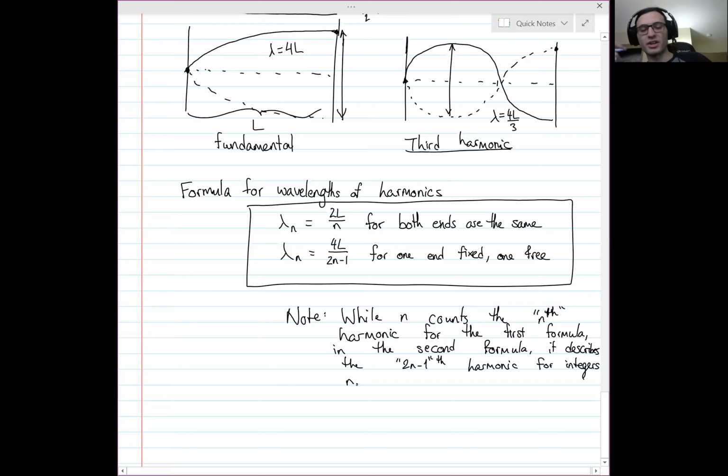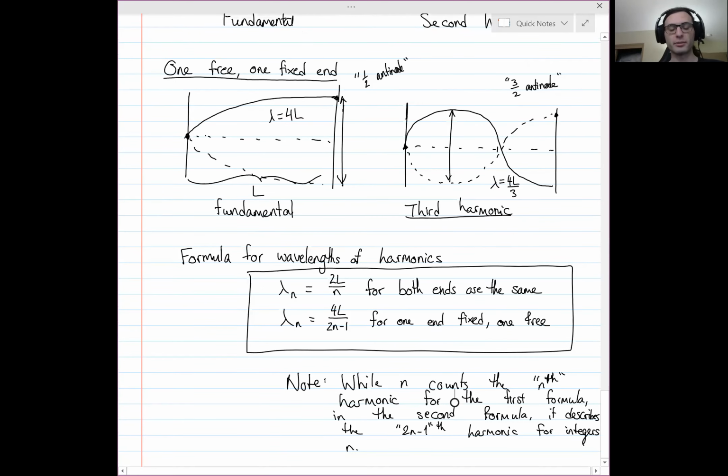So the point that I'm getting at is that if you were to look at the wavelengths for the harmonics for both ends fixed or both ends free, you just look at the wavelength for the fundamental, you plug in n equals 1. Wavelength for the second harmonic, you plug in n equals 2. For the third harmonic, you plug in n equals 3 into this first formula. For one end fixed and one end free, the harmonic number is this 2n minus 1.